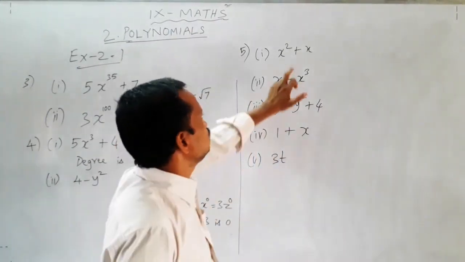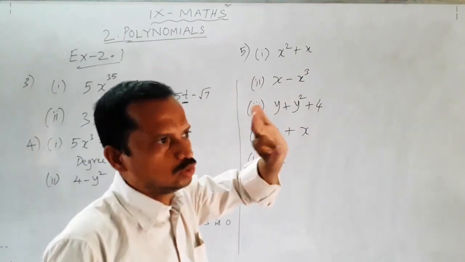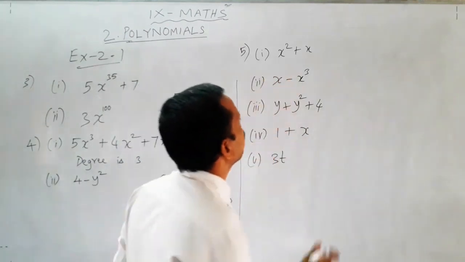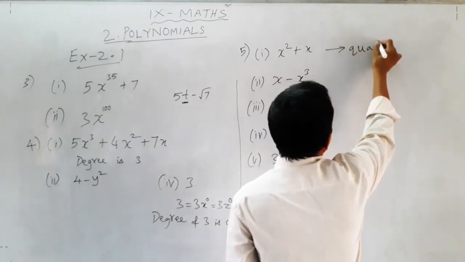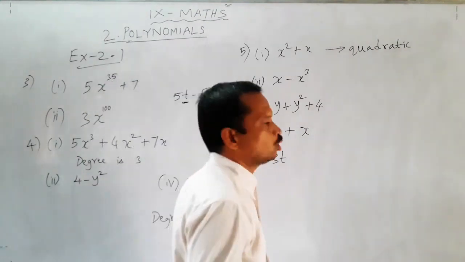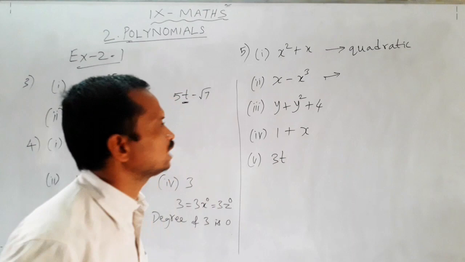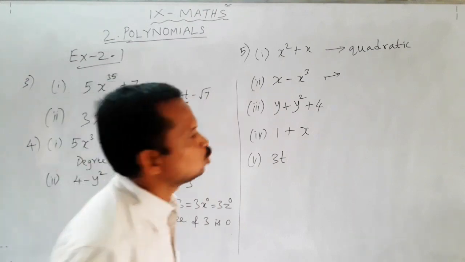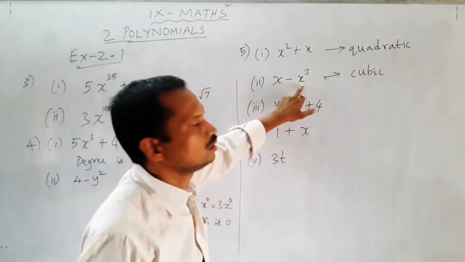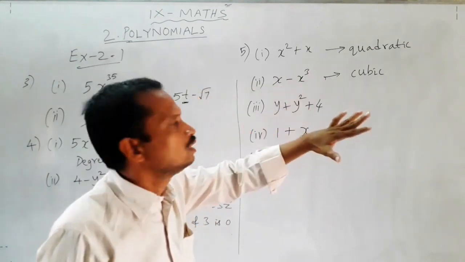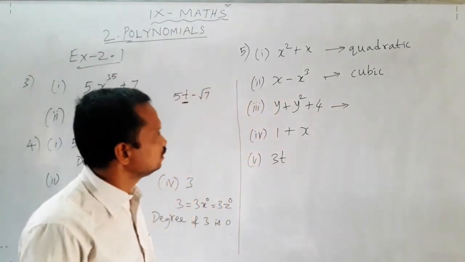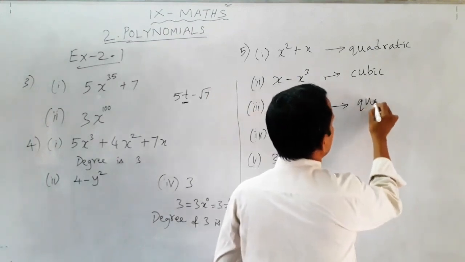Linear means degree 1. Quadratic means degree 2. Cubic means degree 3. That you know. So here the degree is 2, therefore it is a quadratic polynomial. And here you see x minus x cube. What is the degree? 3. The highest power you have to notice. Here the variable x, the highest power is 3, that is the degree. So degree 3 means cubic polynomial. And here y is the variable and the degree is 2, therefore quadratic.